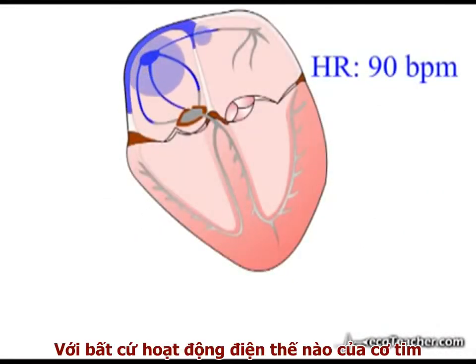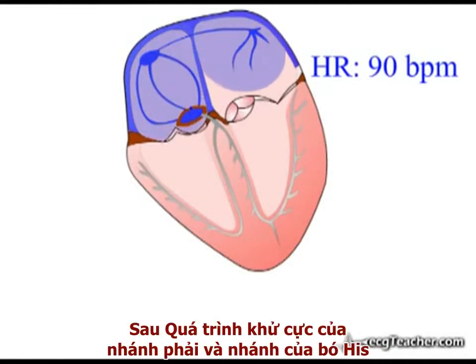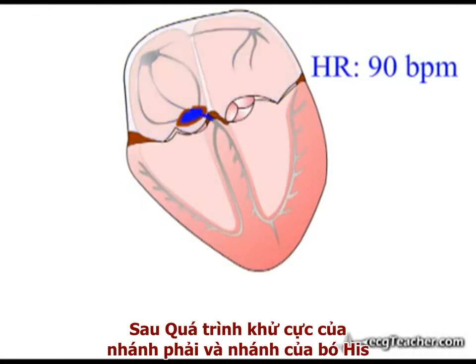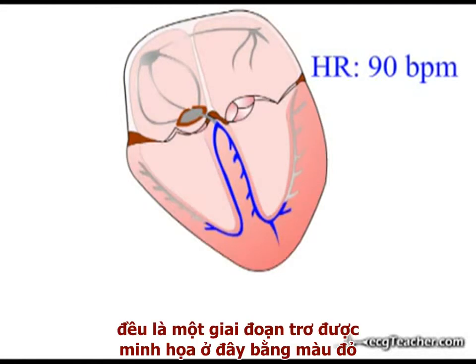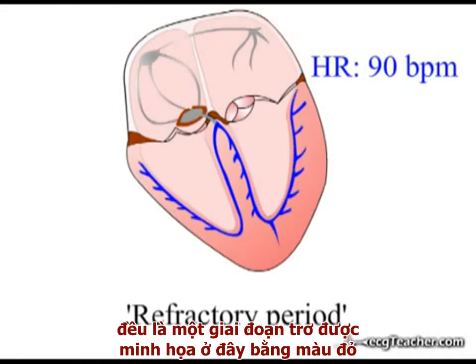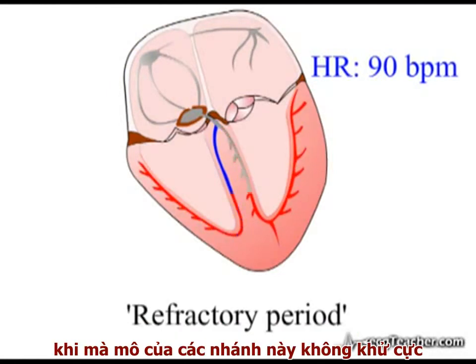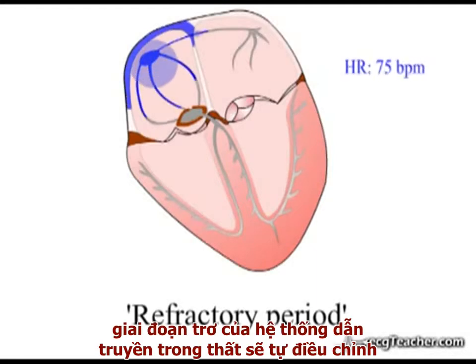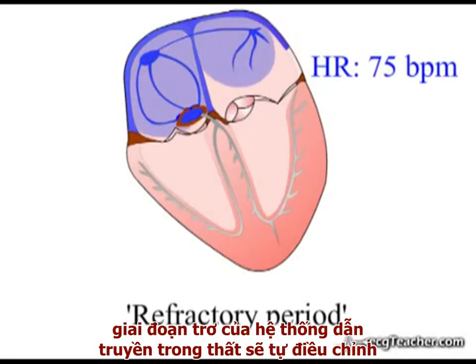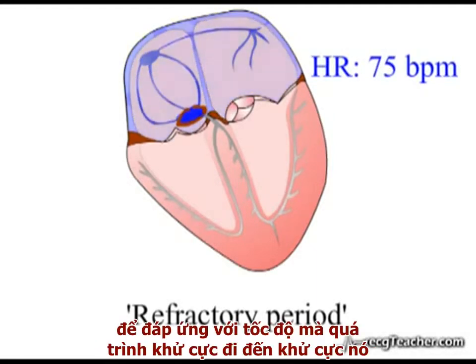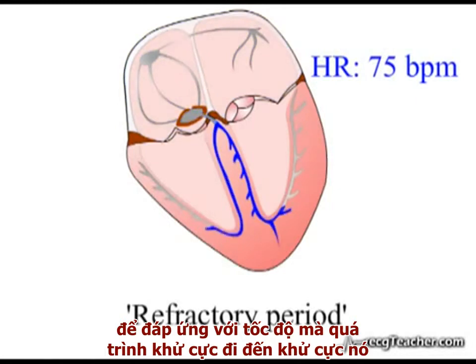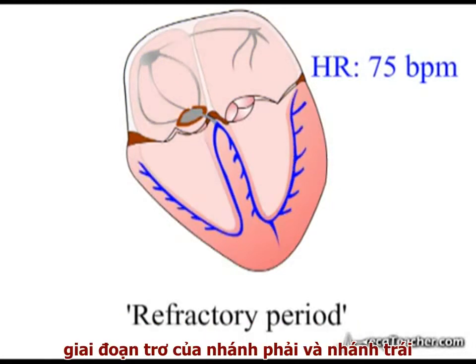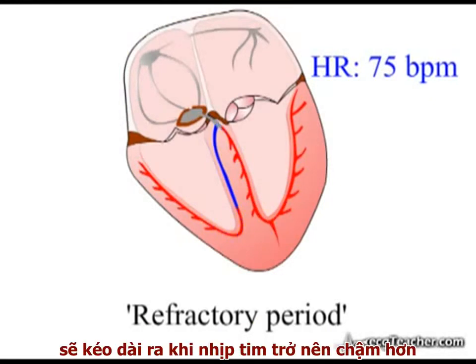As with any electrically active cardiac tissue, depolarization of the right or left branch of the bundle of His is followed by a refractory period, illustrated here in red, when the tissue of the branches will not depolarize in response to further signals. Furthermore, the refractory period of the ventricular conducting system adjusts in response to the rate at which depolarizing events arrive.